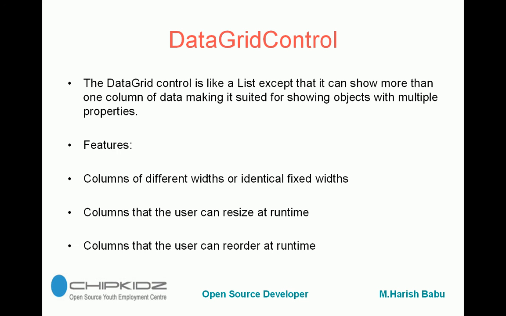The data grid control has some features. The columns can have different widths or identical fixed widths. The data grid width is fixed, and it can be resized. The columns can be resized at runtime by the user, and they can also be reordered at runtime. We can customize column headers, use a custom item renderer for any column to display data other than text, and there is some support for sorting the data by clicking on a column.